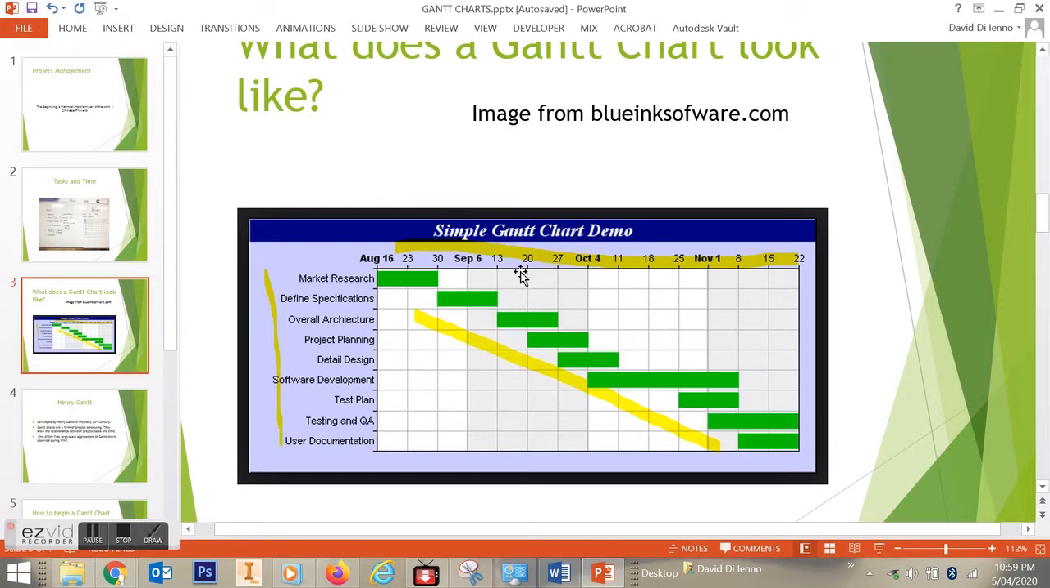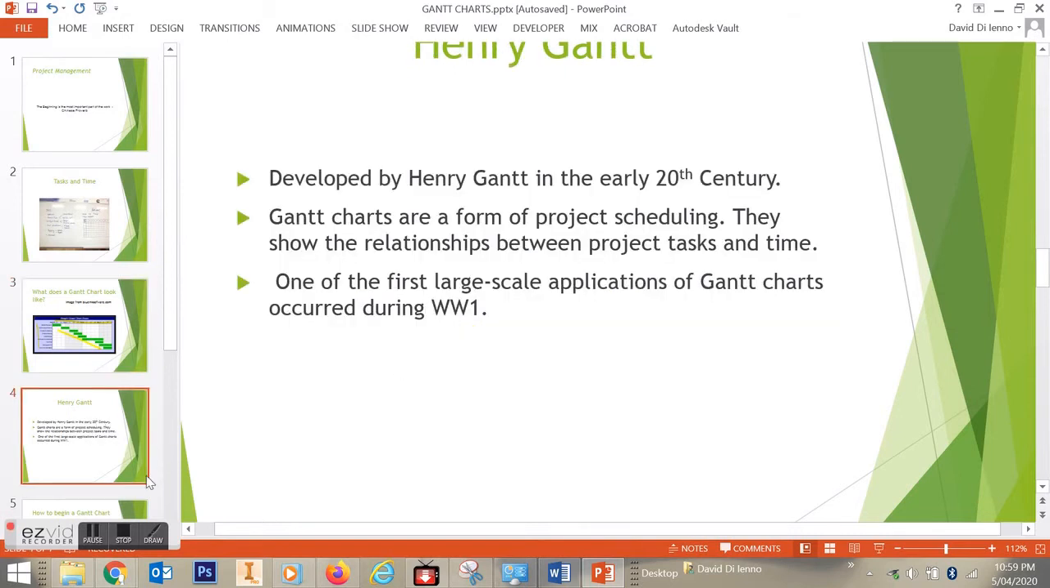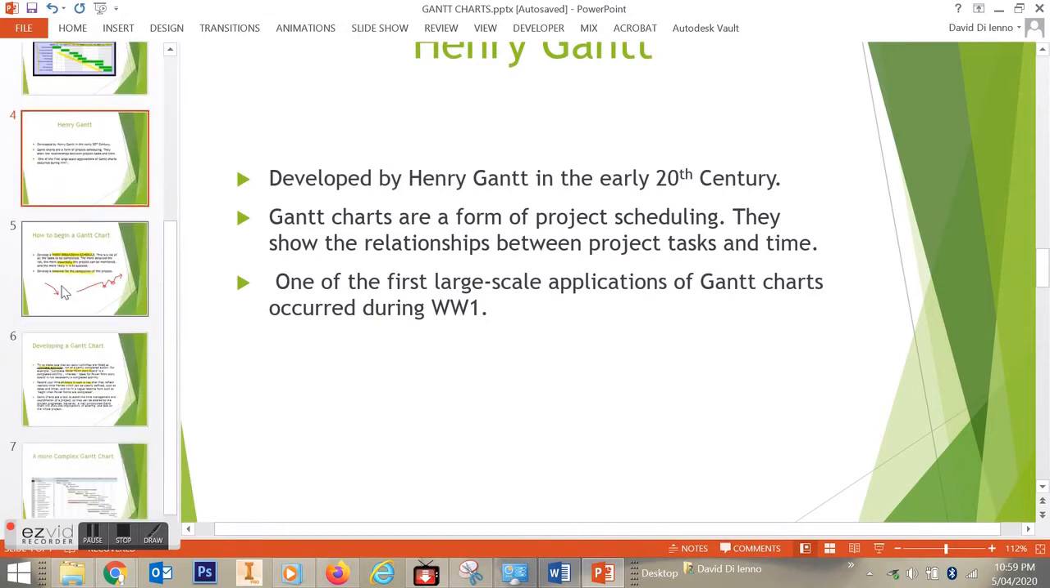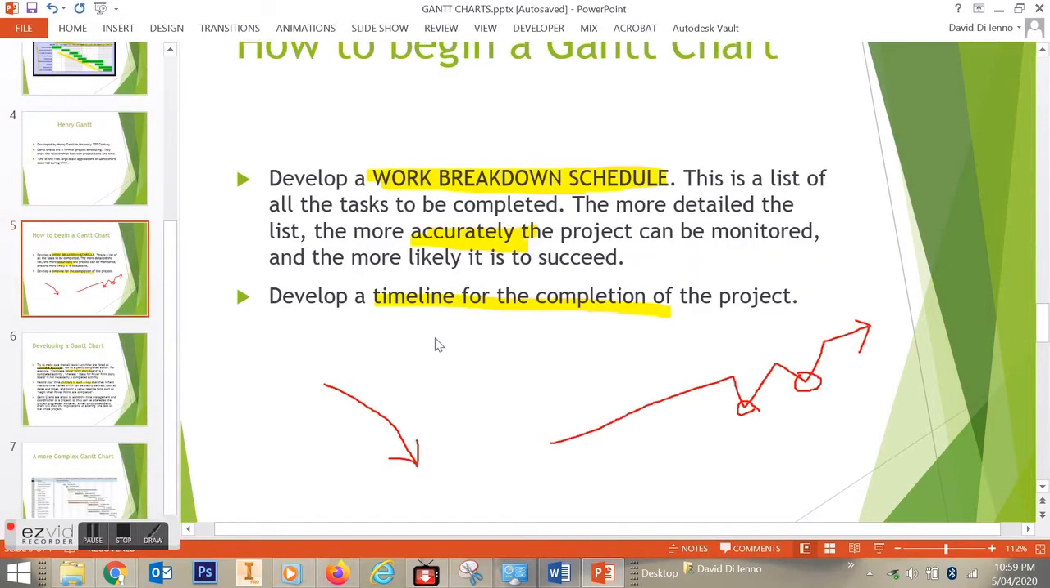And why is that important? Well, it's important because some things have to be done before others can be done. You can't pour concrete until you've done your excavation of your slab, or set up the formwork for your slab. So the tasks need to be done in order. Okay, as I mentioned, Henry Gantt developed Gantt charts, and they were used commonly in the First World War for major project work that's done in wartime.